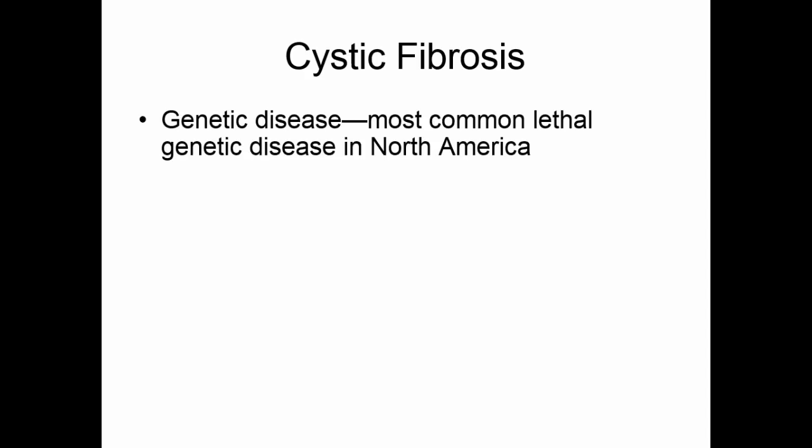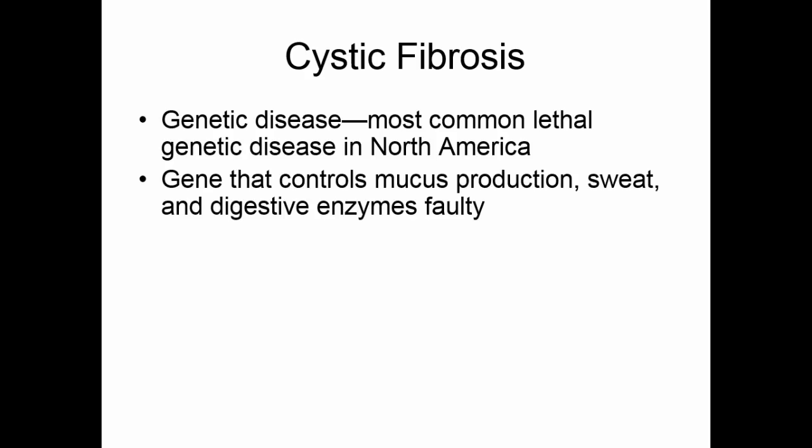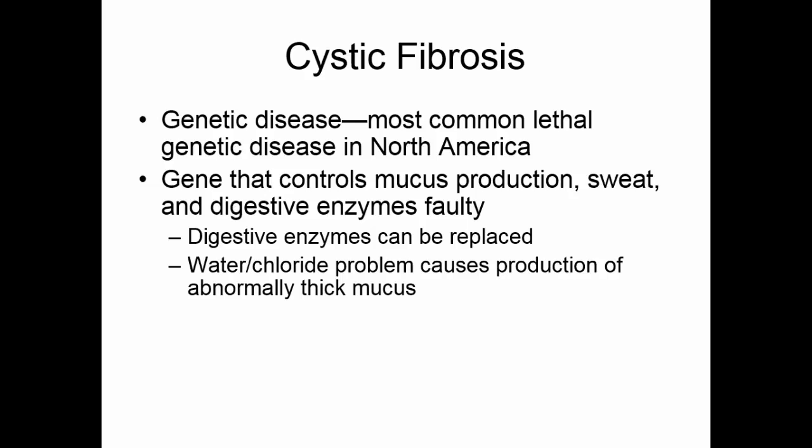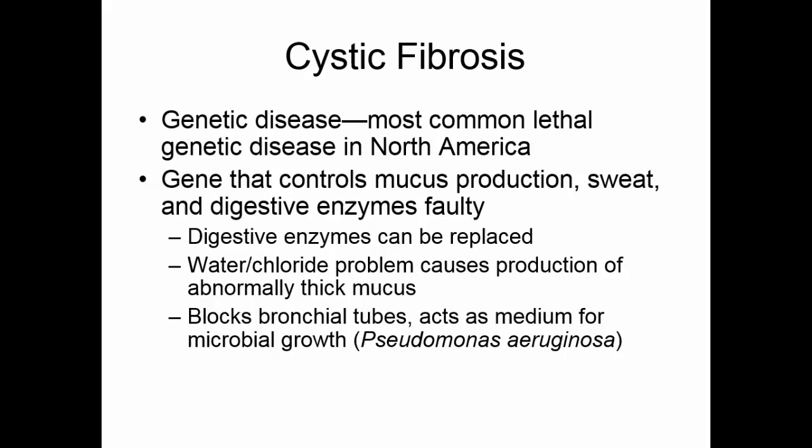Cystic fibrosis is a genetic disease. It's the most common lethal genetic disease in North America. The gene involved controls mucus production, sweat, and digestive enzyme activity. The digestive enzymes can be replaced, so the digestive problems can be treated fairly effectively. But the water chloride problem causes the production of an abnormally thick mucus. This will block the bronchial tubes. It also acts as a wonderful growth medium for microorganisms, particularly Pseudomonas aeruginosa.